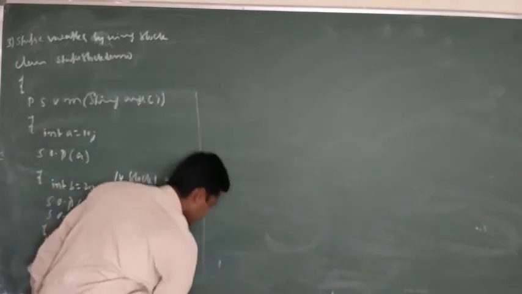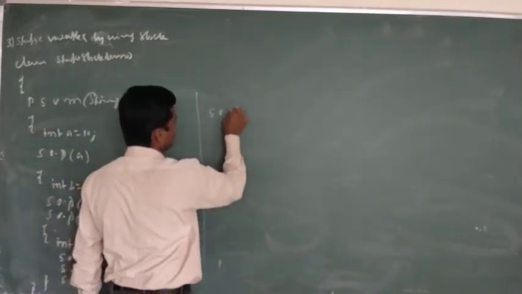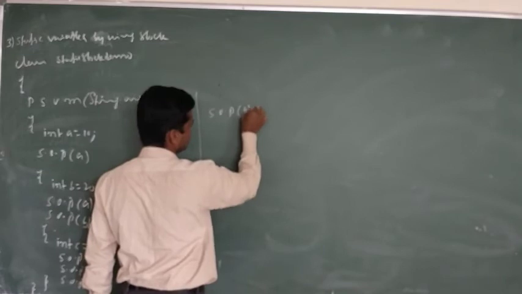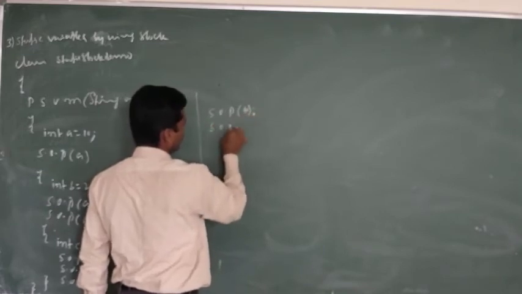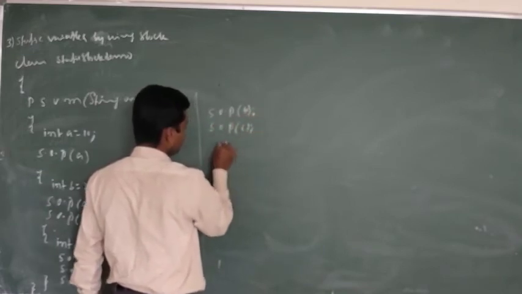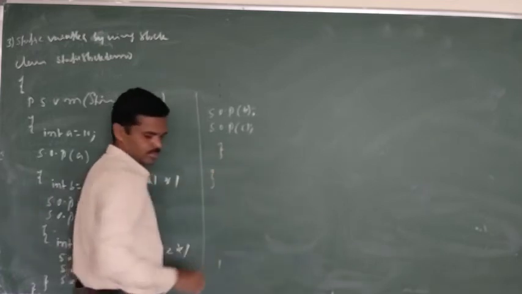Now after that, system.out.println b, system.out.println c. Then end of the main method, end of the class.